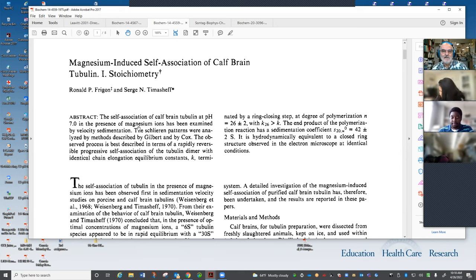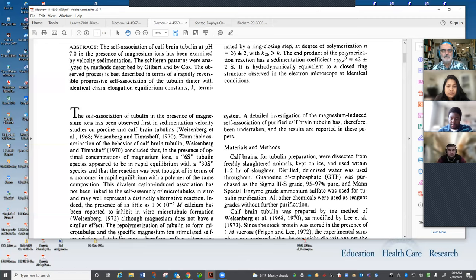And so the Gilbert and Cox reference here is a series of investigators who were modeling data and modeling different kinds of stoichiometries to understand how things migrated in what we refer to as an interacting system. And so this was a fairly complicated interacting system because it made a 26-mer, a ring that sedimented, changing from 6S, 5.8S to 42S. So a dramatic big shift in the data.